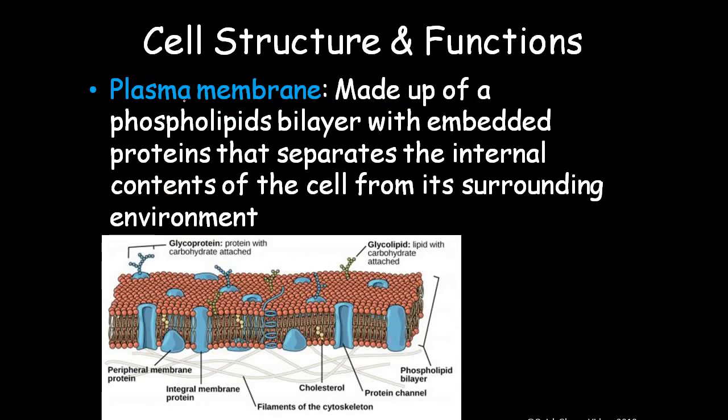The cell structure and function. The plasma membrane is made up of phospholipid. It regulates the movement of material between the cell and the outside environment. It's made up of a phospholipid bilayer with embedded proteins that separates the internal content of the cell from its surrounding environment. So this is the structure. It's made of phospholipid. This is inside the cell, this is outside the cell, and this forms a membrane.